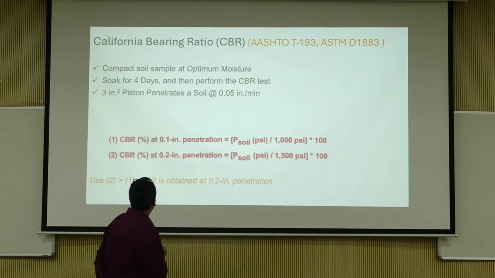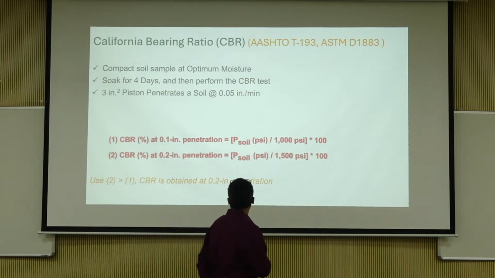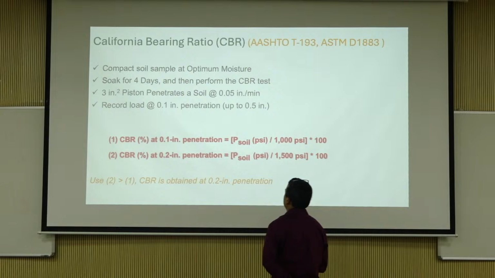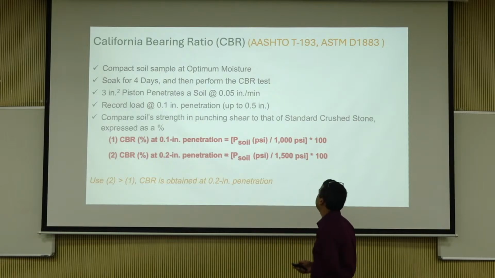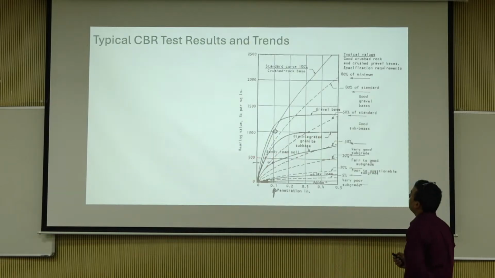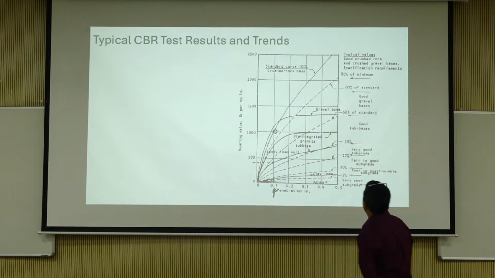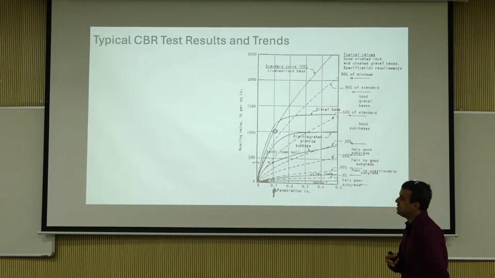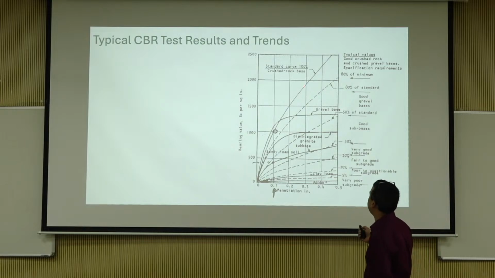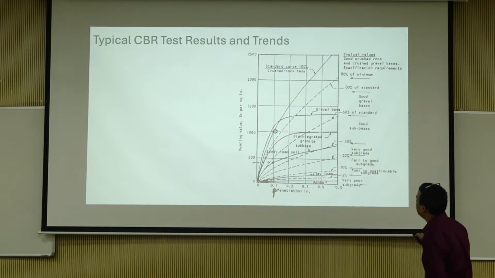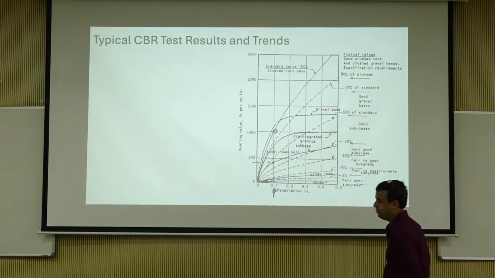So you do a 4-day soak, 3 square inches, and then it records, and then you compare the soil strength. Okay. So typical results, if you look at it, because CBR is so old, some of these graphs you are going to see are going to be very old. This is like the crushed rock, the reference that they had, and this is penetration, and you actually try to get typical values for something.